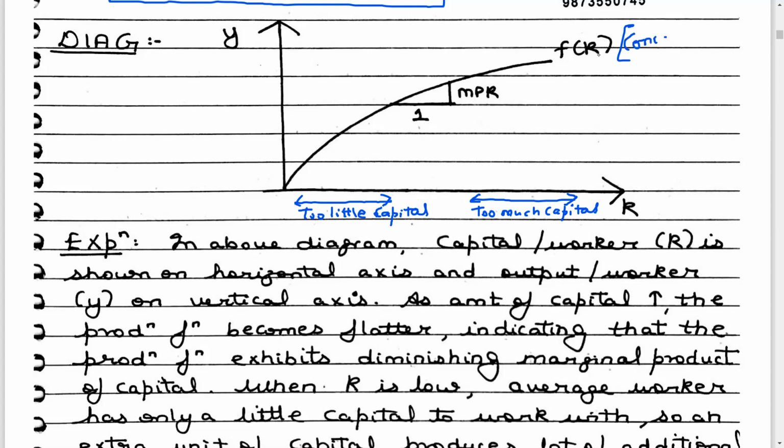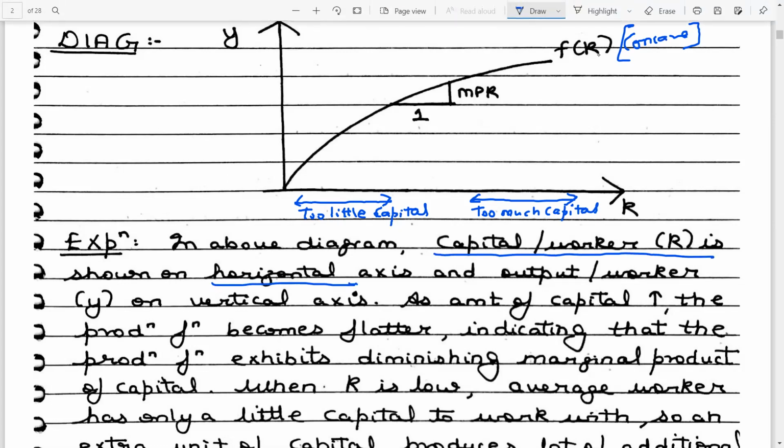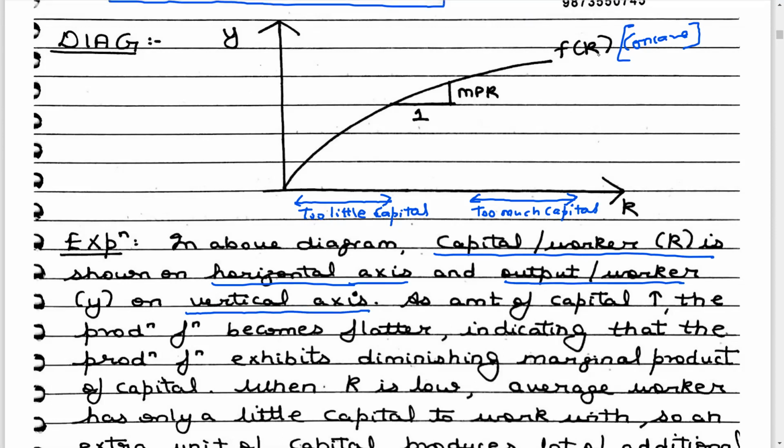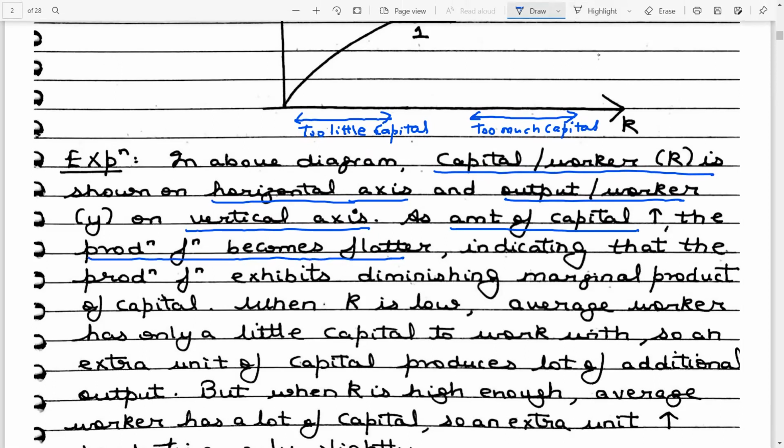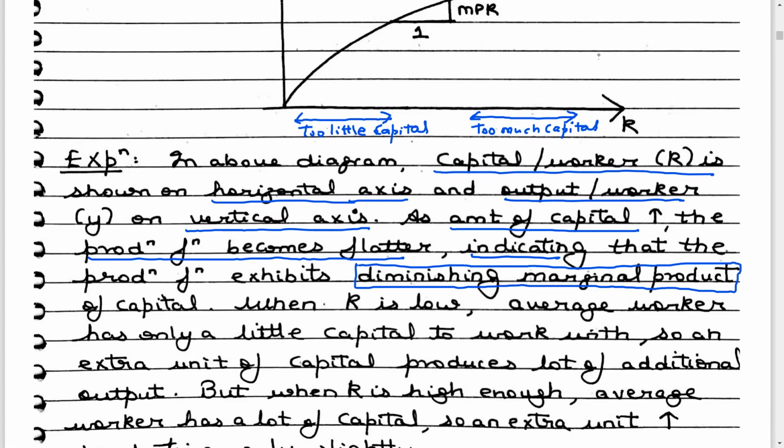We can even read the paragraph once, which gives us a better understanding. In the above diagram, capital per worker is shown on the horizontal axis. Output per worker is shown on the vertical axis. You can clearly see as the amount of capital increases, the production function becomes flatter, indicating that the production function exhibits diminishing marginal product of capital. So it's the same explanation, guys, which I had given initially.